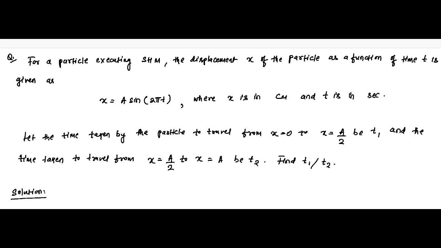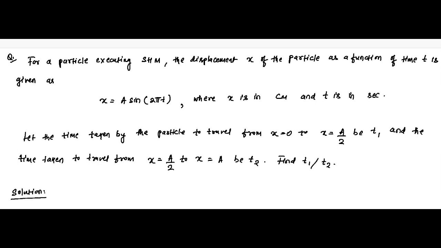Then it is given: let the time taken by the particle to travel from x is equal to 0 to x is equal to A by 2, which means half of its amplitude, be t1, and the time taken to travel from x is equal to A by 2 to x is equal to A, that is the remaining half, be t2. So we have to find the ratio of these two time durations.